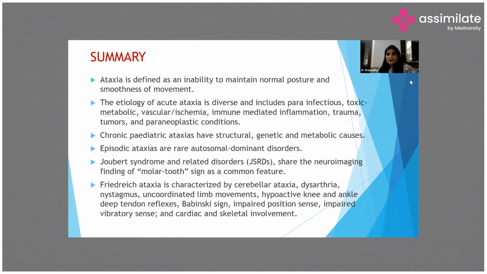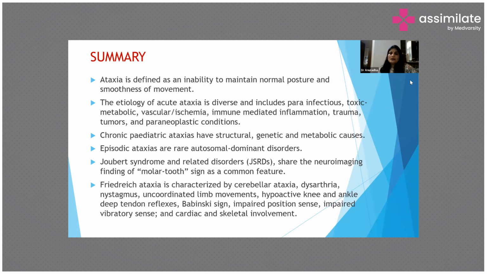So at the end, I should summarize the topic in brief sentences. So, what is ataxia? It is the inability to maintain normal posture and smoothness of movements. Etiology is diverse, with multiple causes, mostly para-infectious, metabolic, vascular, immune-mediated, post-inflammatory, traumatic, or paraneoplastic. Chronic pediatric ataxia may be genetic, structural, or metabolic. Acute may be post-infective. Episodic ataxias are rare autosomal dominant, and can be acute, chronic, and episodic.